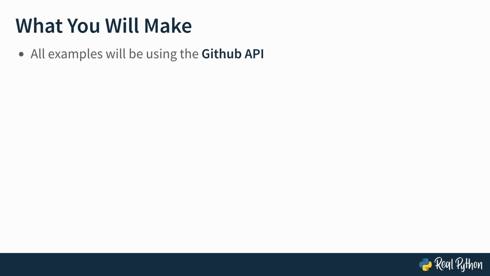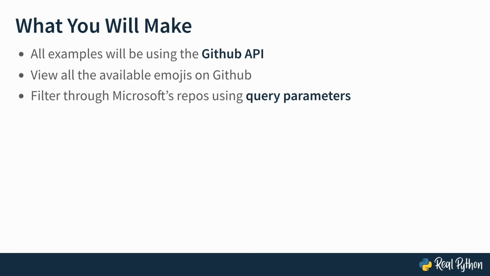This course will focus on one API in particular, the GitHub API. Along the way, you will work on several small projects, including viewing all the available emojis on GitHub, filtering through Microsoft's repositories using query parameters, and using authentication to access your own user data. Although you will only be using the GitHub API, the code and techniques you use will be very similar when you start working with other APIs.